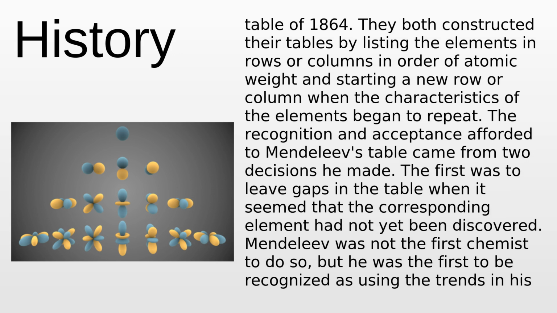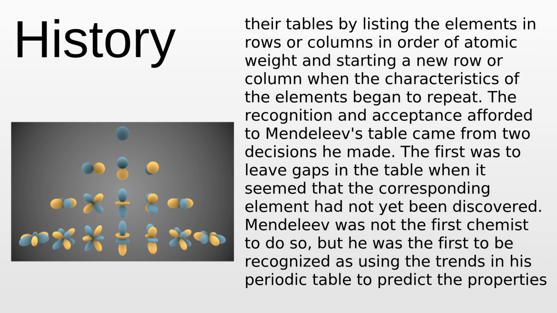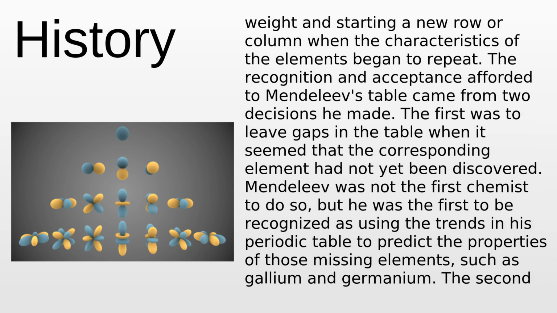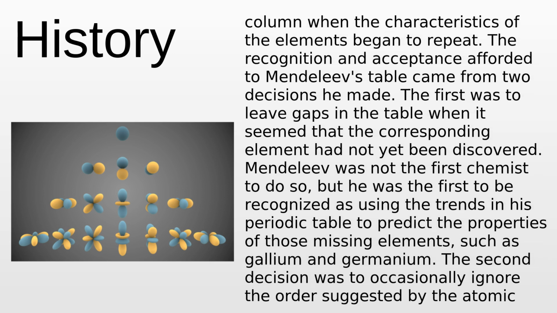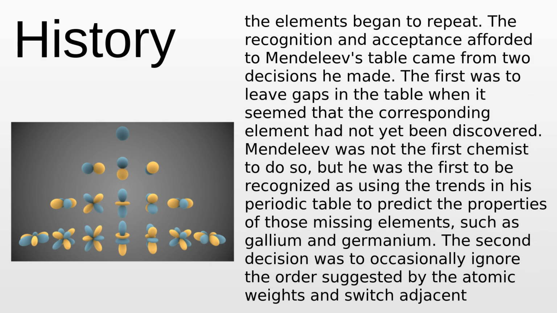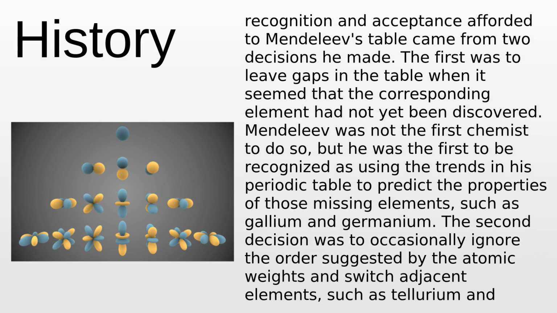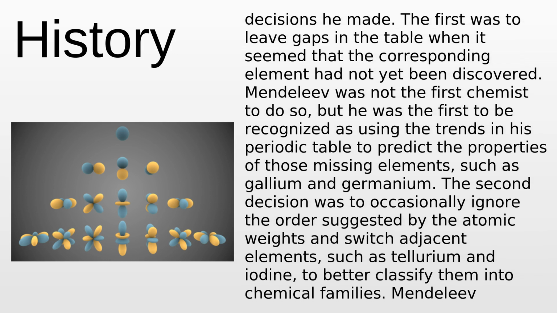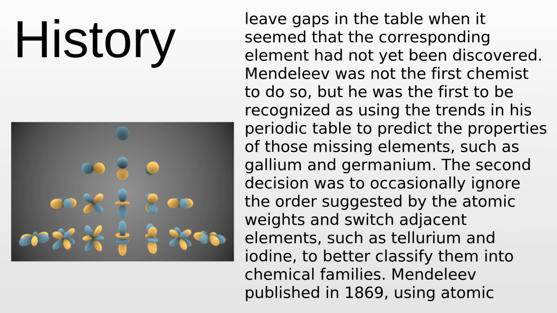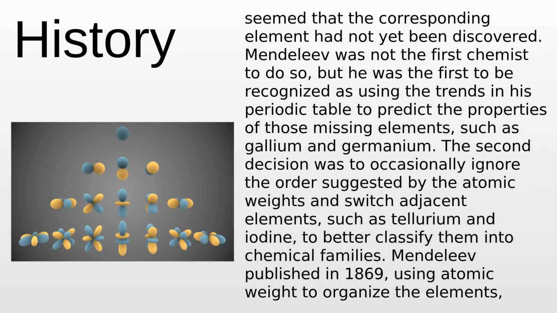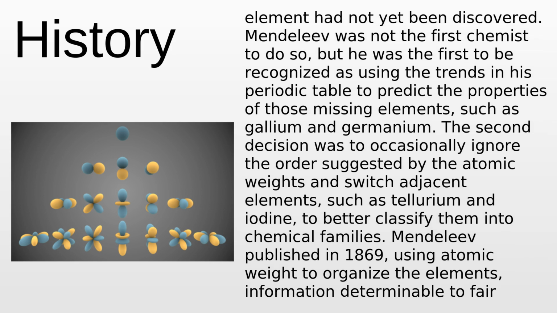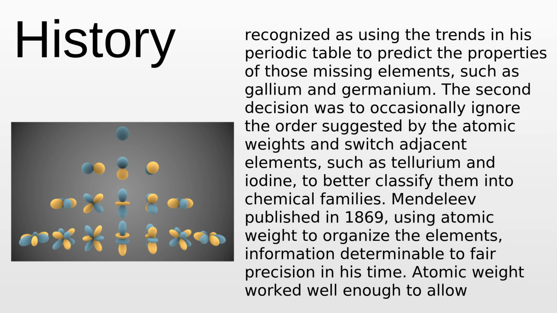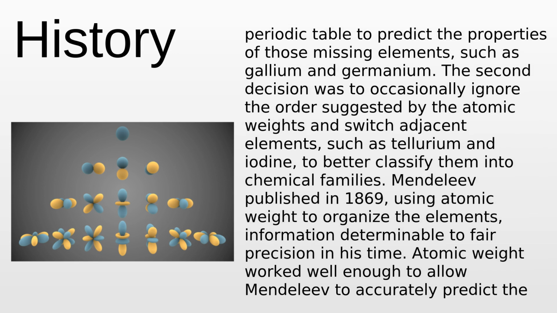They both constructed their tables by listing the elements in rows or columns in order of atomic weight and starting a new row or column when the characteristics of the elements began to repeat. The recognition and acceptance afforded to Mendeleev's table came from two decisions he made. The first was to leave gaps in the table when it seemed that the corresponding element had not yet been discovered. Mendeleev was not the first chemist to do so, but he was the first to be recognized as using the trends in his periodic table to predict the properties of those missing elements, such as gallium and germanium.